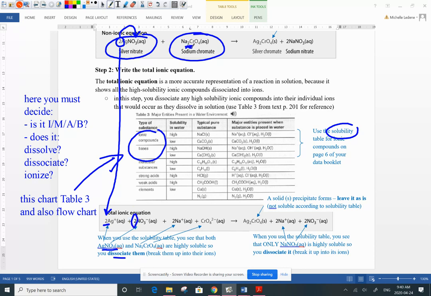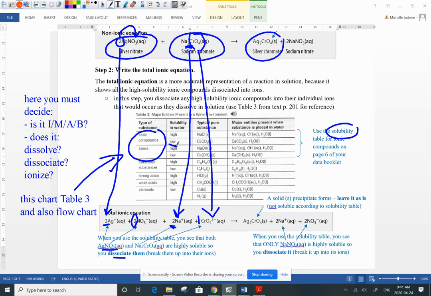Now here I have a coefficient of 2, and yes, I'm breaking this apart, and that 2, sorry, this is a subscript, and now it becomes a coefficient. There's just one of these, right, because he's a 2- ion, and so he stays with just a 1. Now, what do we do with these low solubility solids?